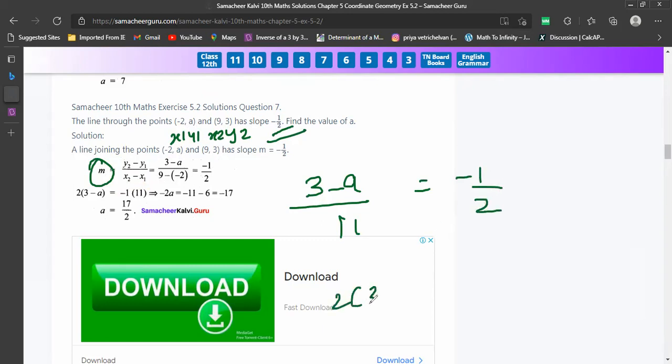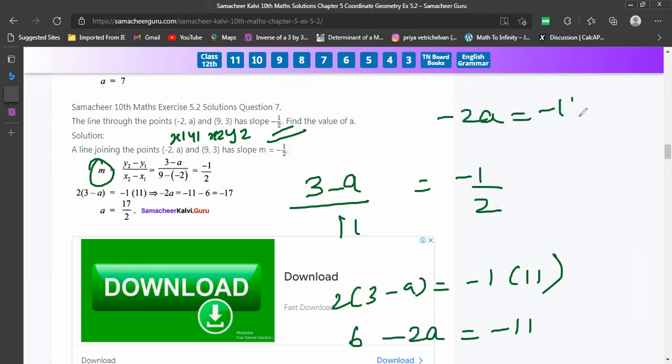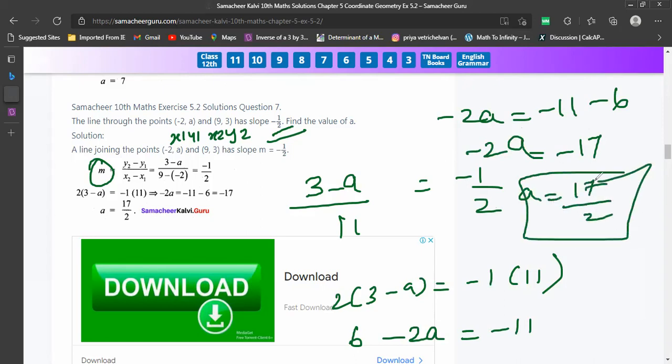So it's 2 into 3 minus a equal to minus 1 into 11. So it's minus 11. 2 3s are 6, 2 into a is minus 2a. So minus 2a is equal to minus 11 minus 6, minus 17. So a is equal to 17 upon 2. Is it clear?